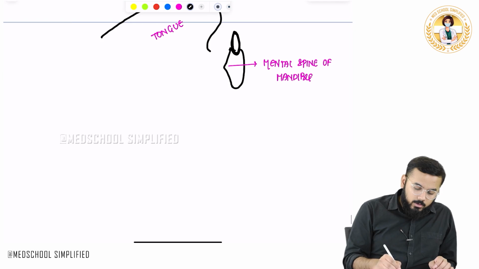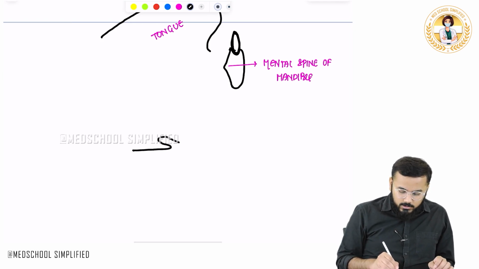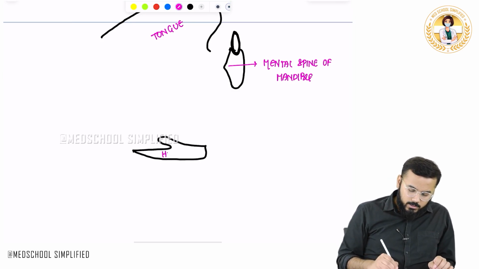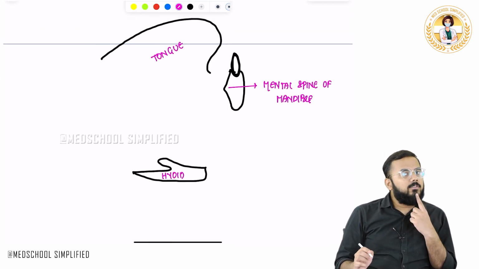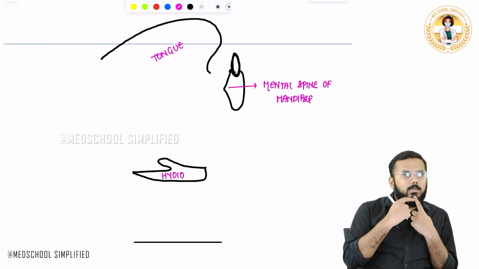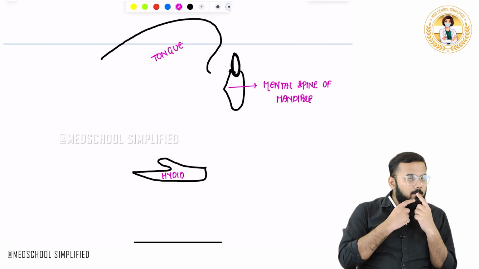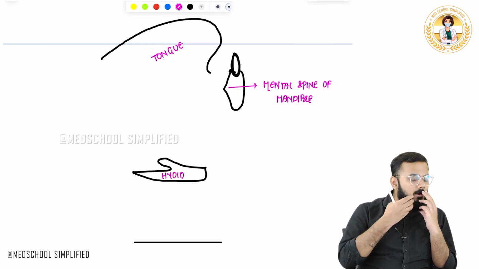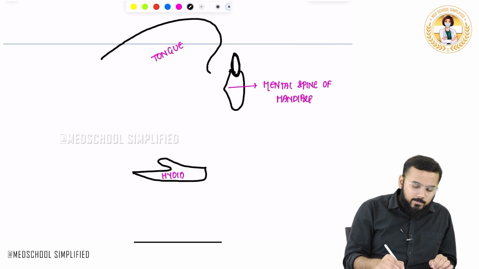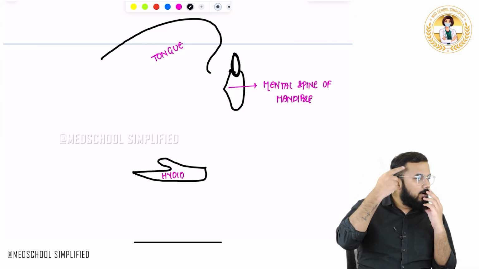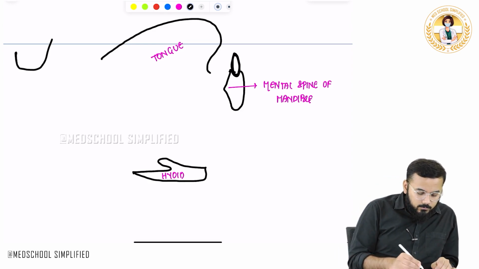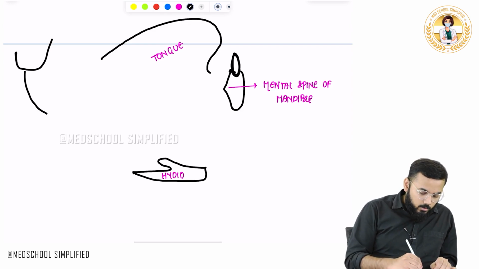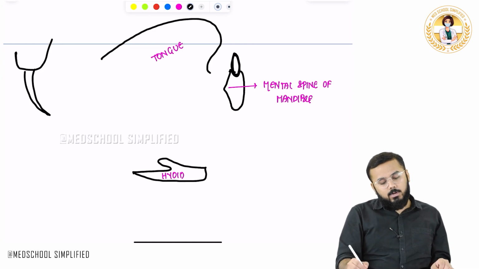And down here you have another important thing. You see this? What is this? This is called your hyoid bone. So in the front we have the mental part, above that we have the tongue, and down here we have the hyoid bone. Now we will draw the structures on the back. On the back side you have the temporal bone. The temporal bone has a process called the styloid process, right? So let us say this is your temporal bone, and it has a bony projection like this. This is called your styloid process.